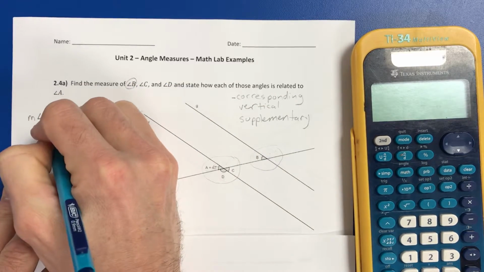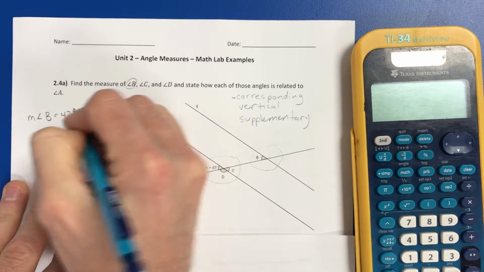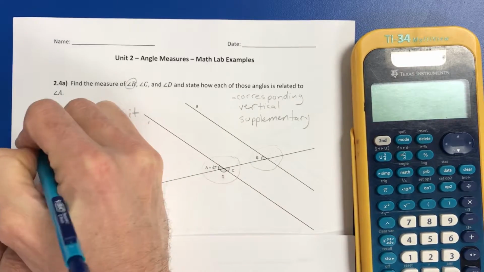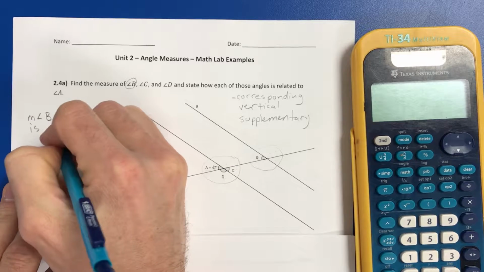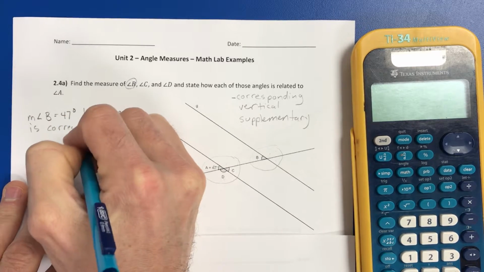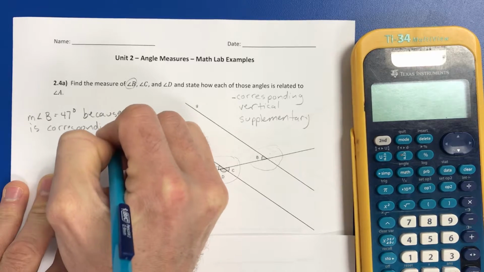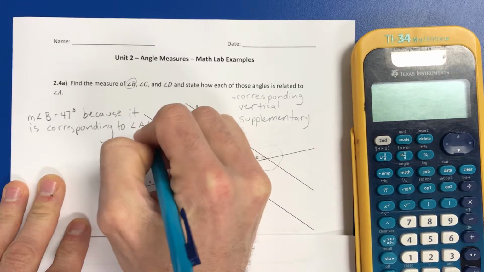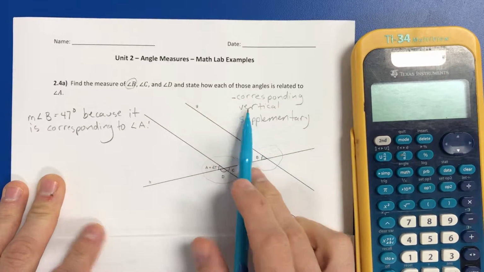The measure of angle B is equal to 47 degrees because it is corresponding to angle A. Okay? Now let's look at vertical.